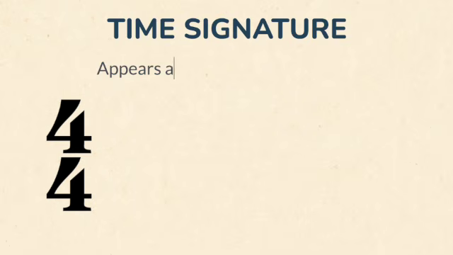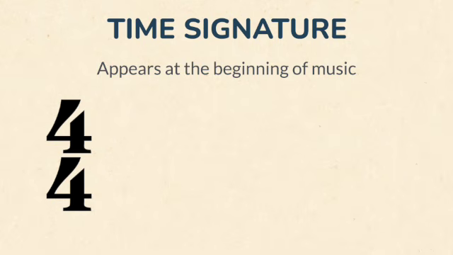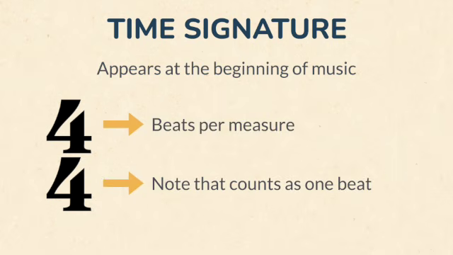You often see two numbers stacked at the beginning of music. This is called the time signature, and it always appears at the beginning of the music unless the time signature is changed later on. The top number tells you how many beats fit in each measure, and the bottom tells you what kind of note counts as 1 beat. You can think of it like a fraction. For example, 4/4 means 4 quarter notes per measure, so there are 4 beats in each measure.